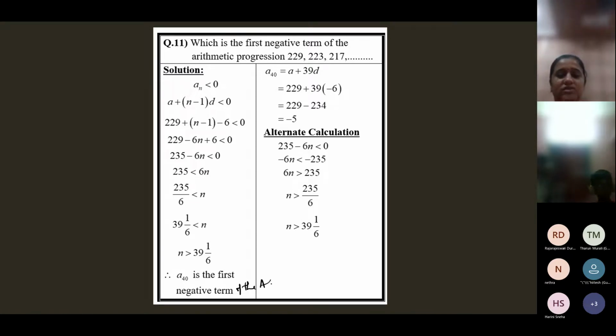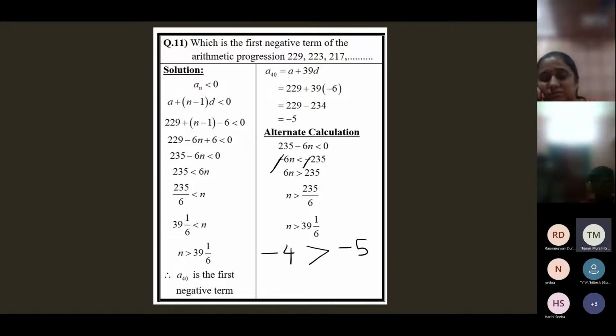Okay, this is if you transpose 6n. Now, supposing you have minus 6n on the same side and you transpose 235. Then you have minus 6n is less than minus 235. When you cancel the minus on both the sides, take an example. Minus 4 is greater than minus 5. Is this correct, children? Yes, ma'am, minus 4 is greater than minus 5. Yes, this is true.